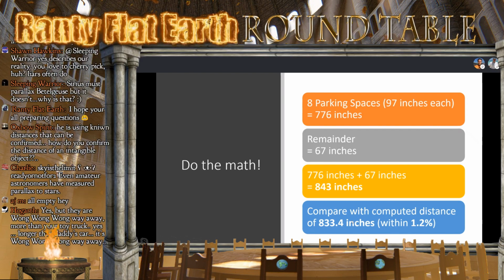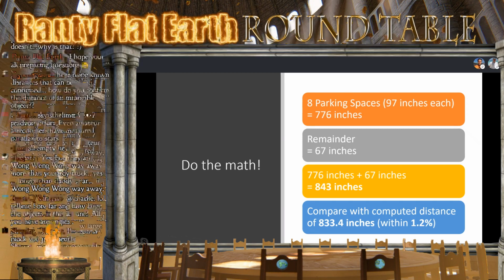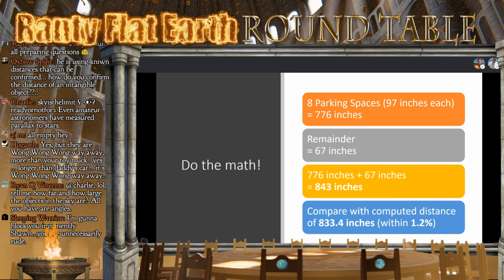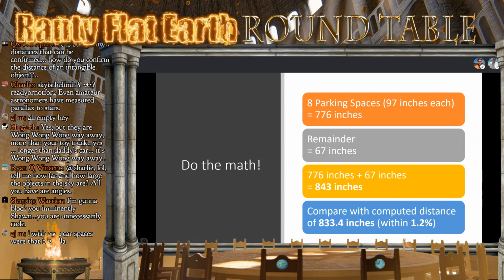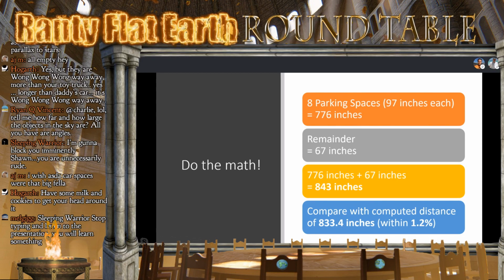Now, I could refine these numbers by measuring the actual distance, not assuming all of the parking spaces are 97 inches. And I could also make my parallax measurement more accurate by making exactly sure that the distance was 4 inches between one image and the other, instead of maybe 3.8 or 4.2 inches. Making sure that I have the exact length of the baseline would improve my accuracy.